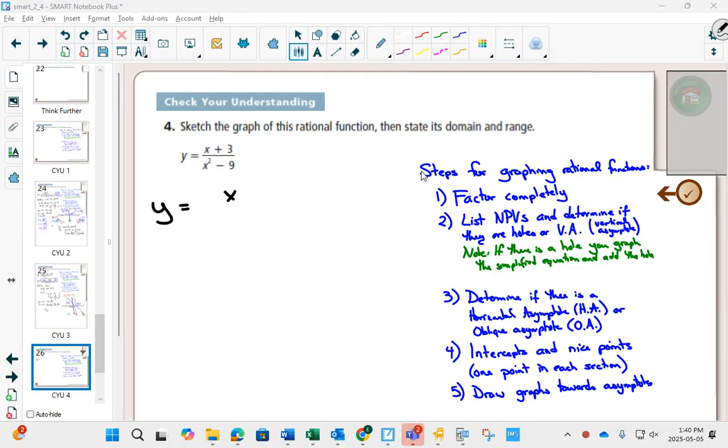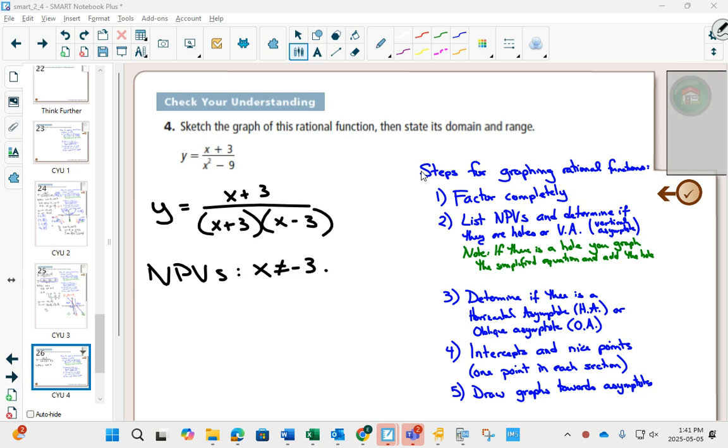Factor completely: x plus 3 on the top, difference of squares on the bottom, x plus 3, x minus 3. List our non-permissible values: x can't equal negative 3, and x can't equal 3. And if we check, look at this, we have two that are identical. So I'm going to have to take out my green pen because I'm going to rewrite my simplified equation.